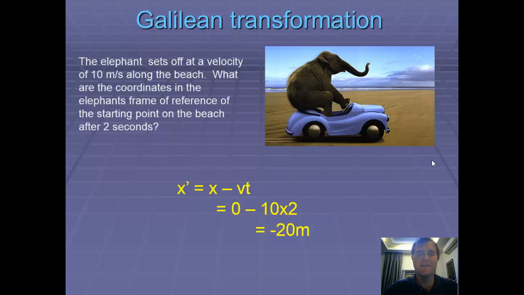We recognize that the original starting position of x was 0. We recognize that the velocity of the elephant's frame of reference is minus 10 times 2. So that means that the location x' in the elephant's frame of reference is now minus 20 meters. So that means the starting point is 20 meters behind where the elephant came from, which makes sense there. And that allows us to see a Galilean transformation.